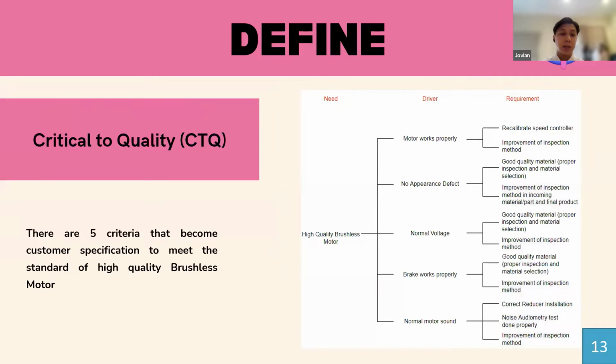And the next one is critical to quality, which shows us the standard of a high quality brushless motor based on customer specification. There are 5 criteria that should be fulfilled by a brushless motor: the motor can work properly, no appearance defects on the product, normal voltage on the product, the brake can work properly, and normal motor sound.